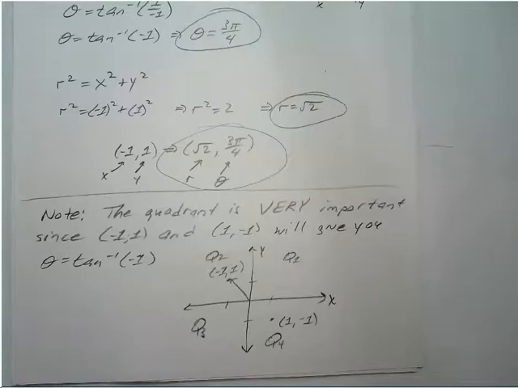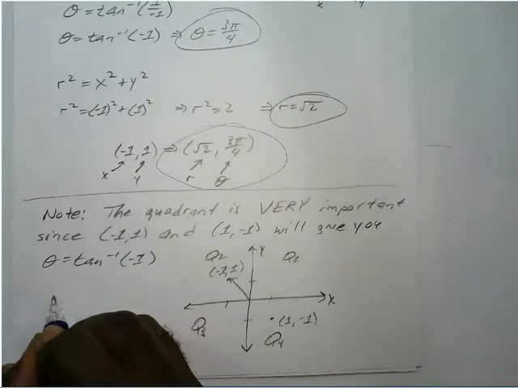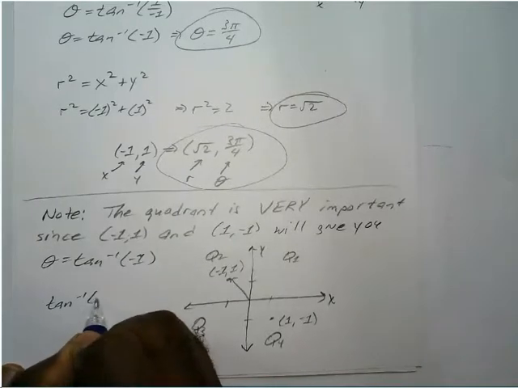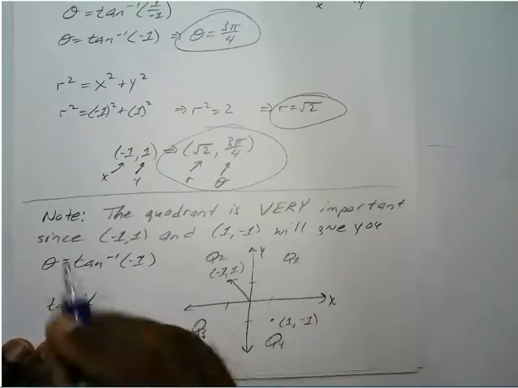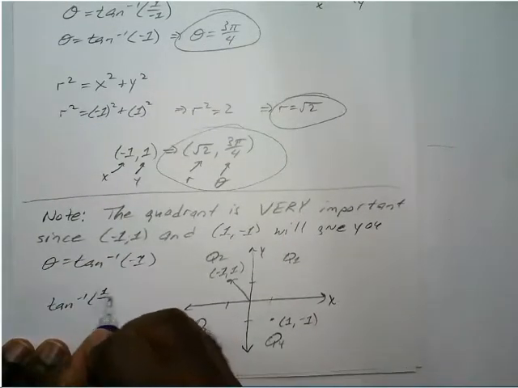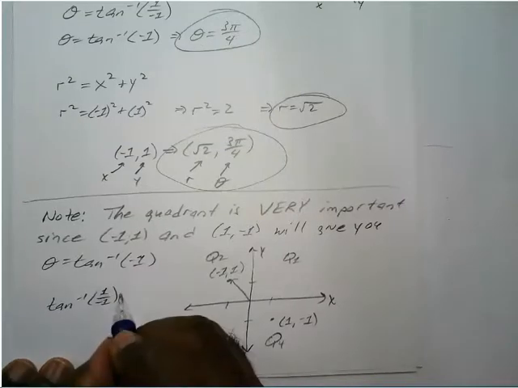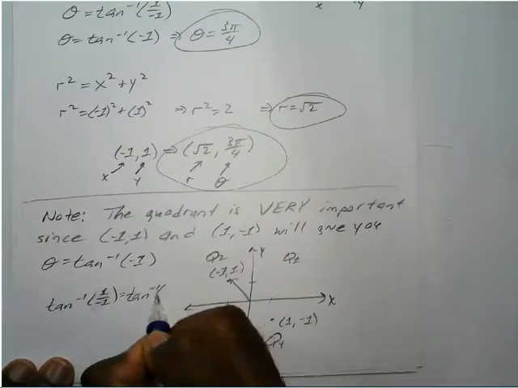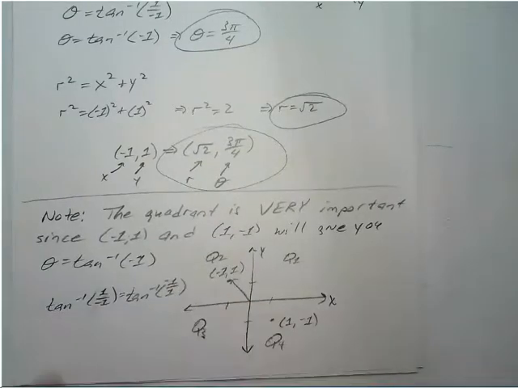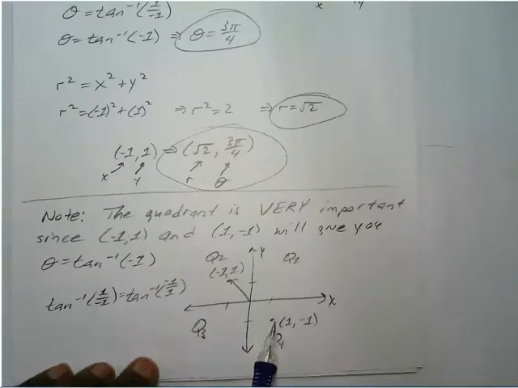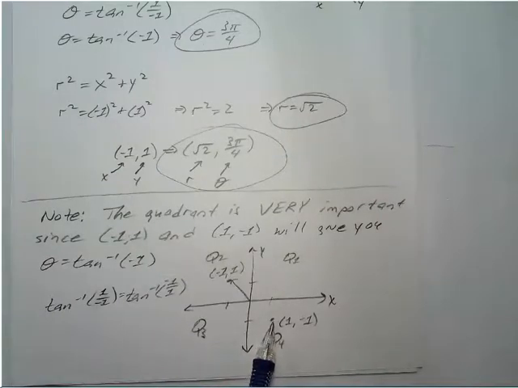But if they didn't tell us that it was in quadrant 2, it's quite possible that tangent inverse of, let's say, 1 over negative 1 can be mistaken for tangent inverse of negative 1 over 1. Which is a completely different theta if you make a mistake and put this in. So you don't want to put in the wrong theta. That's why you want to pay attention to which quadrant you're in.